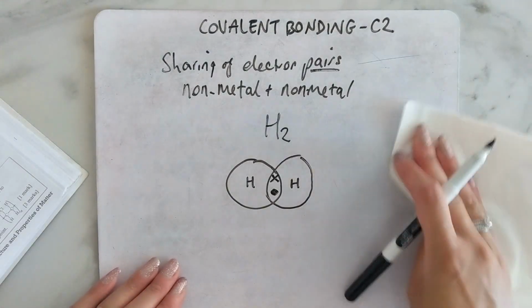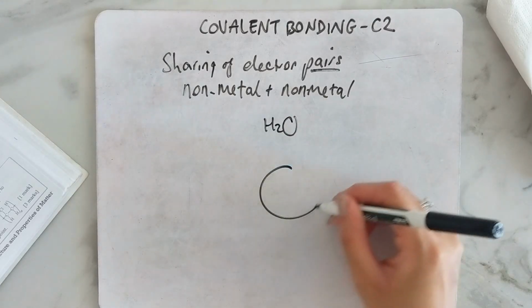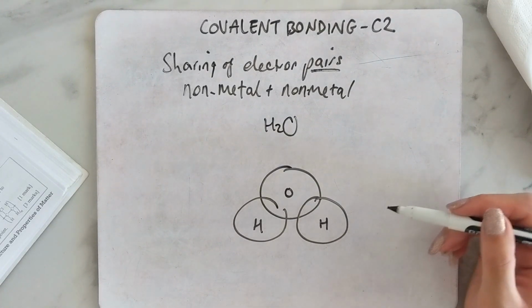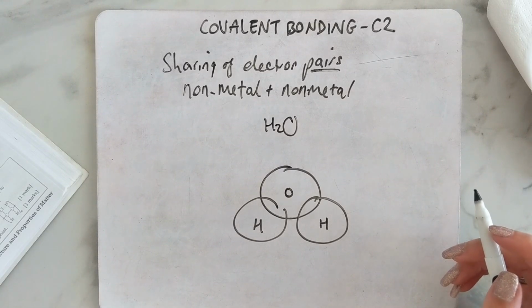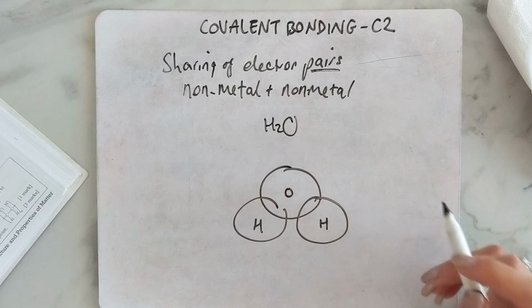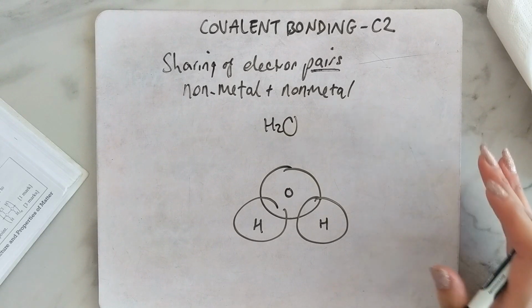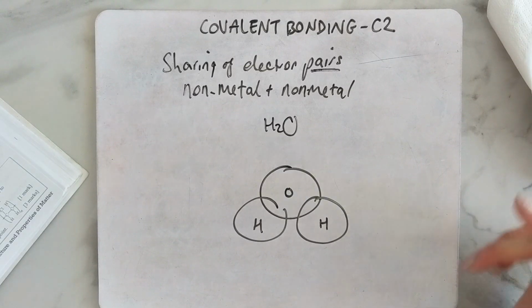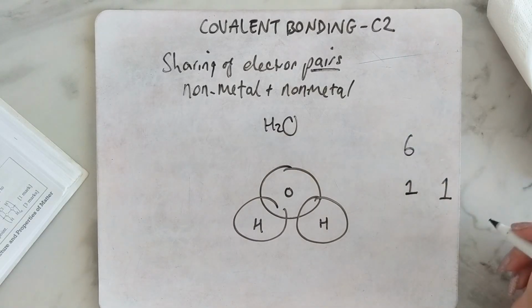Let me give you another example. H2O. So oxygen in the middle, hydrogen here, and another hydrogen there. So oxygen, again, I'm just drawing the outermost shell. I'm not going to put in all the other electrons because it just gets messy. So just the outermost electrons. And you know this by the group number on the periodic table. So oxygen is in group 6. So it's got 6 electrons in its outermost shell. Hydrogen, group 1, it has 1 electron in its outermost shell. And there's 2 of them.